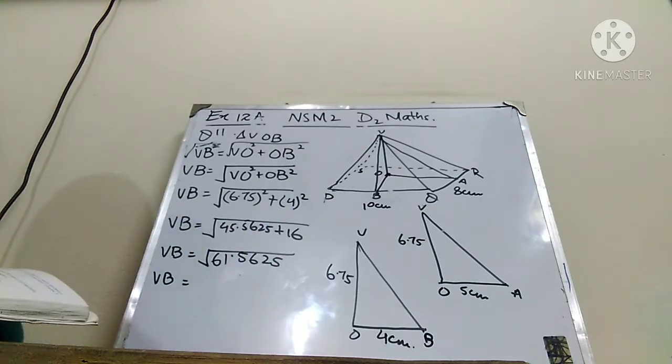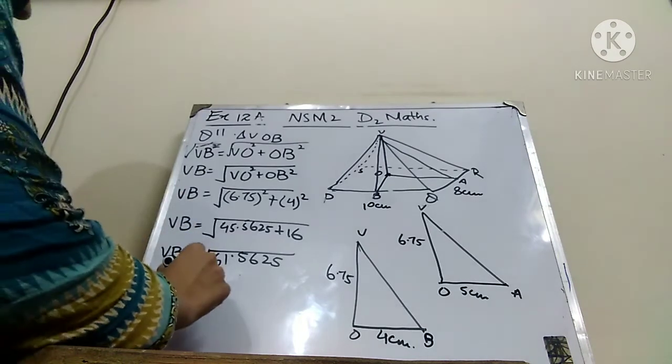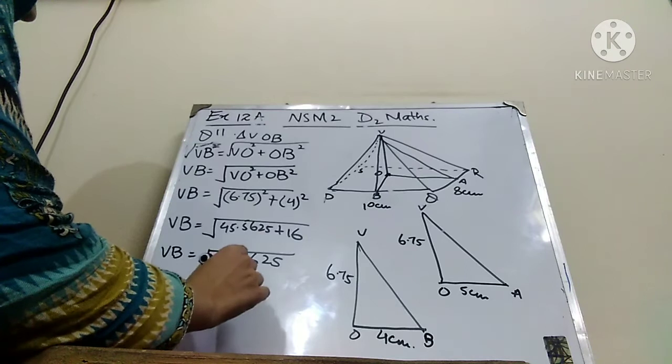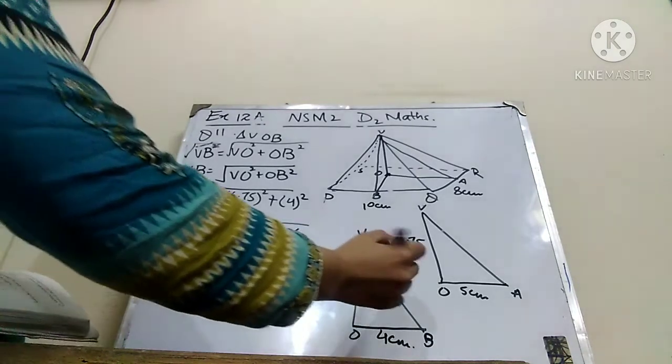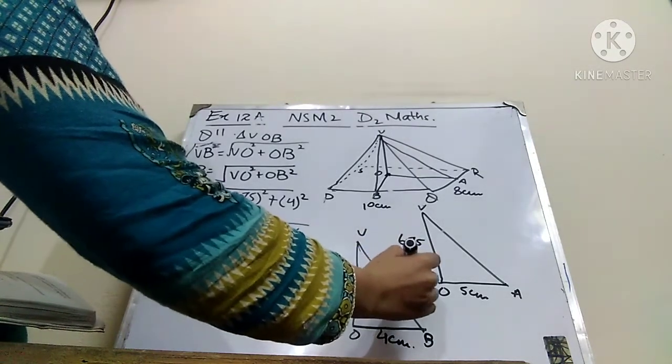So when I take the square root of 61.5625, your answer will be 7.84. So students, here this VB is 7.84 centimeter.